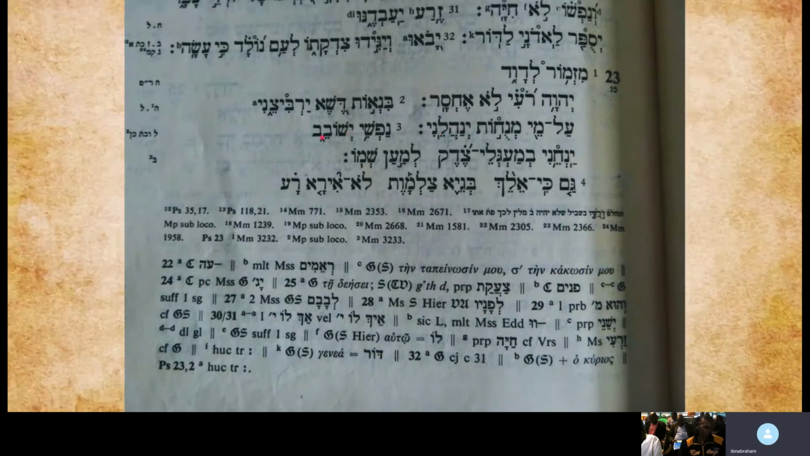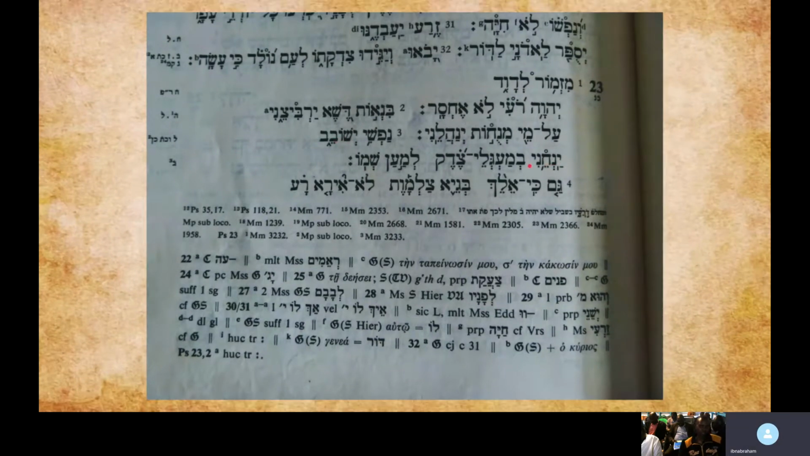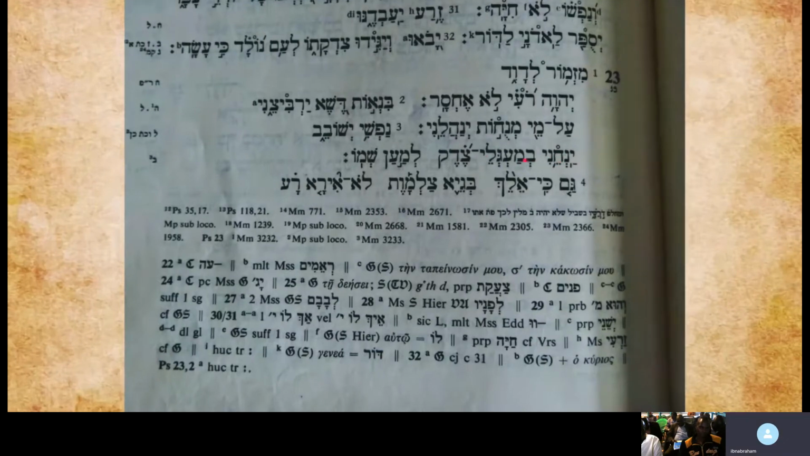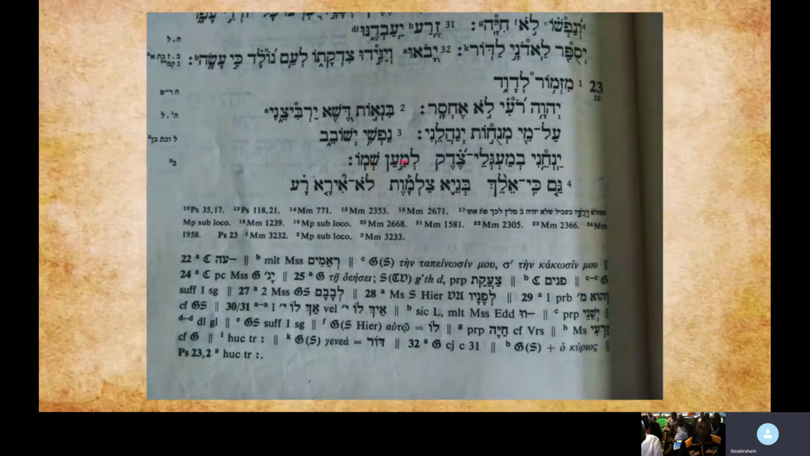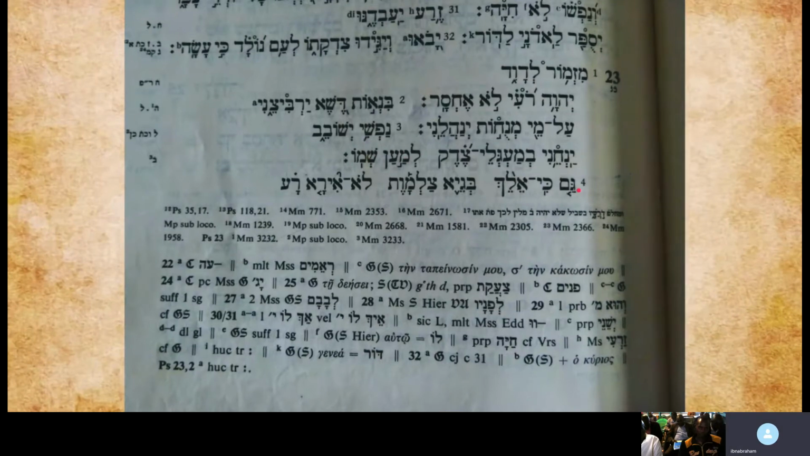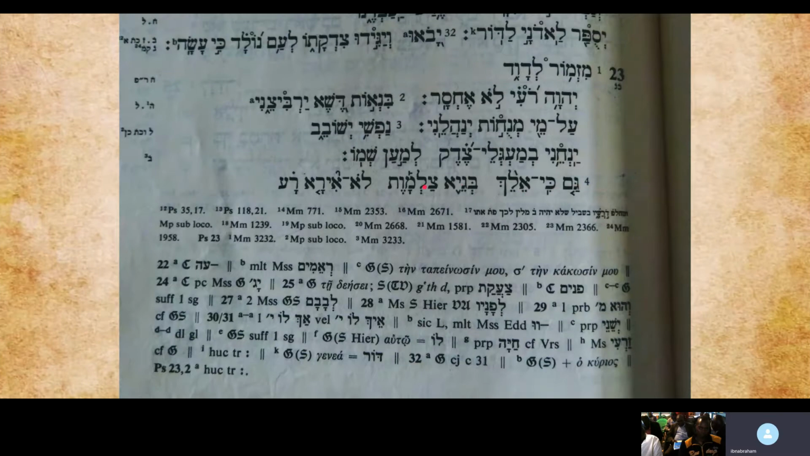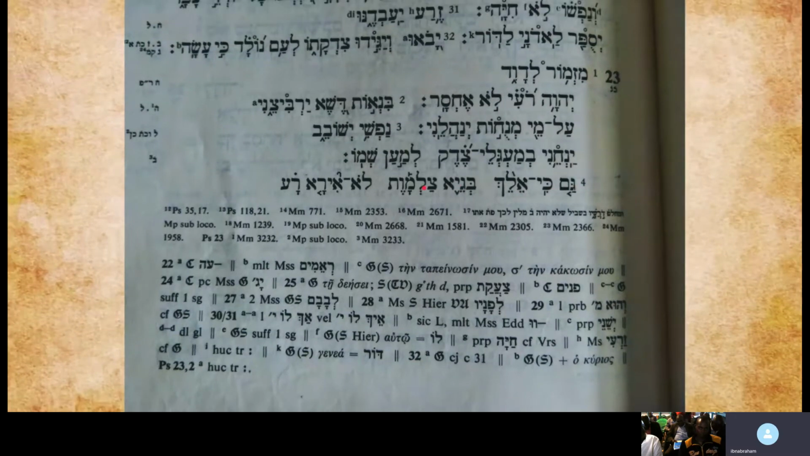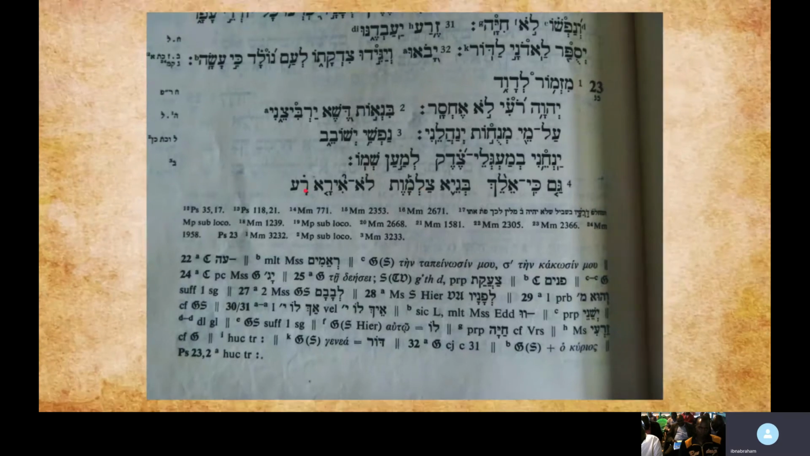Nafshi yishovev, my soul he causes to rest. Yancheni v'ma'agle tzedek, he leads me in paths of righteousness, lema'an shmo, for his name's sake. Gam ki elech, even if I walk, al mavet, in the valley of the shadow of death, lo ira ra, I shall fear no evil. And then it turns the page. The page turning doesn't affect the text either.